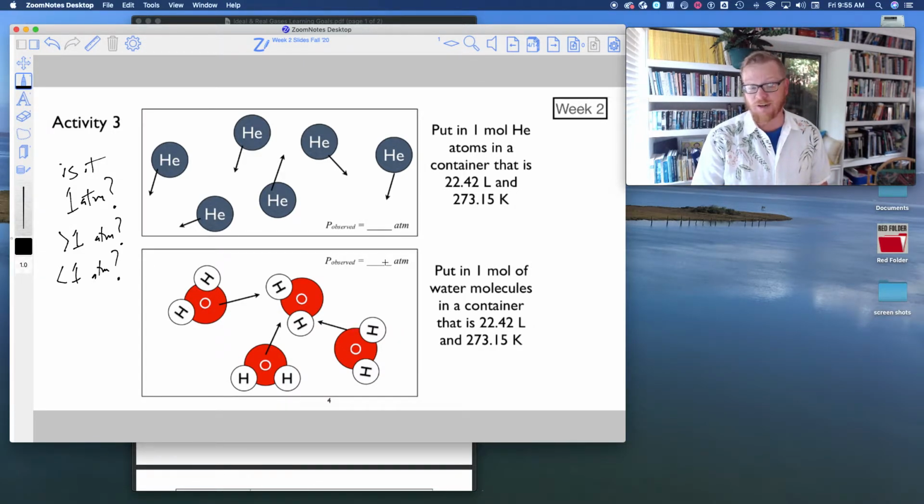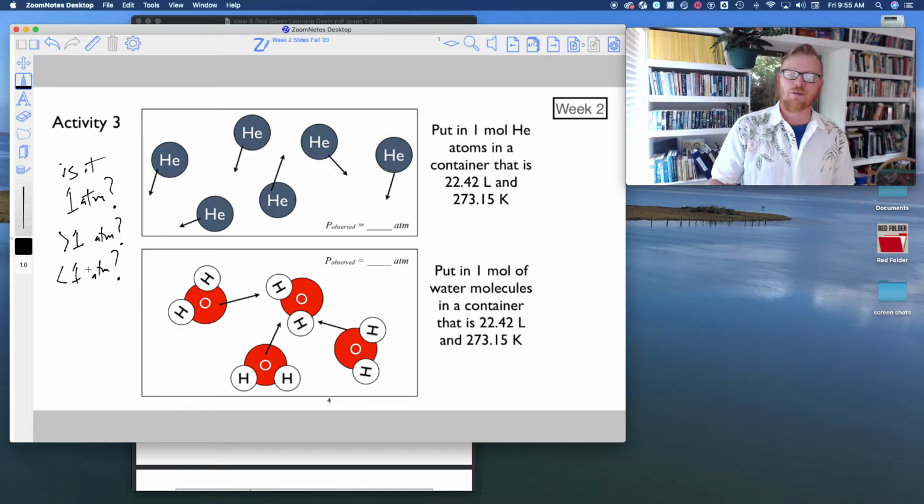What's the observed pressure here? Is it exactly 1? Is it greater than 1? Or is it less than 1 atmosphere? Okay? So I want you to actually pause the video and think about that for a moment, okay? Okay, hopefully you paused. Hopefully you thought about it for a minute. I'm not going to pause. I'm going to keep going, okay?